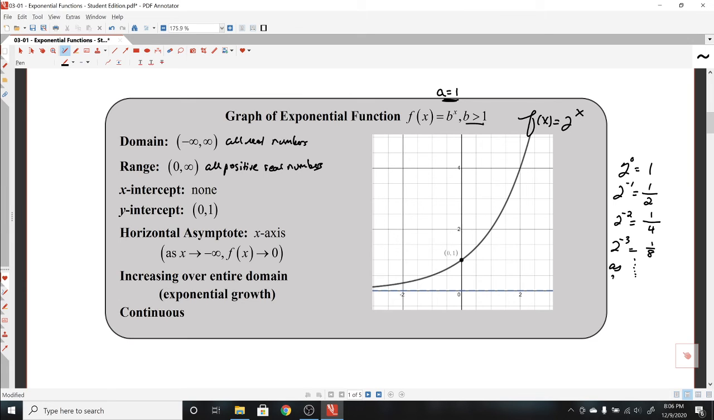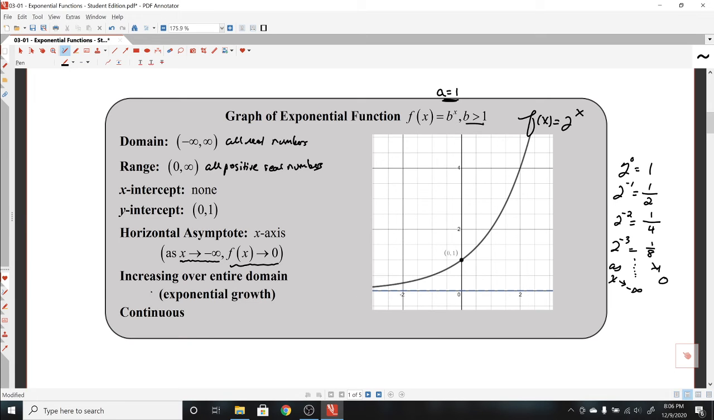So as x goes to negative infinity, the function is going to 0. So that's what this statement says here. As x goes to negative infinity, the function approaches 0. And we can see that in the graph over here, that as I move towards the left, that function is getting smaller and smaller and smaller.